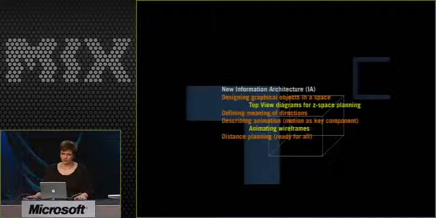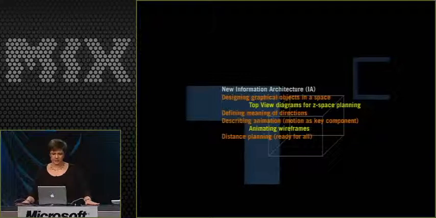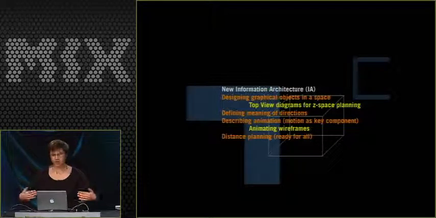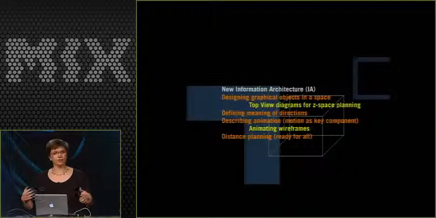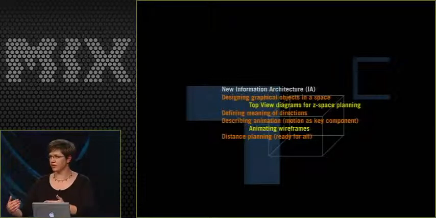Something that we find helpful is that you're always going to be designing graphical objects in a space. And we often end up doing a lot of top view diagramming early on so you can understand the relationship of those different content experiences within that space.